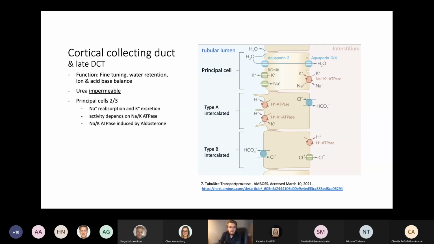We have three types of cells in the collecting duct. The principal cells account for 2/3 of all the cells in the collecting duct. And their function is the sodium reabsorption and potassium excretion. It is induced by aldosterone. Aldosterone increases the function of the sodium-potassium ATPase. And when it does that, it'll start exporting potassium into the tubular lumen whilst retaining sodium.